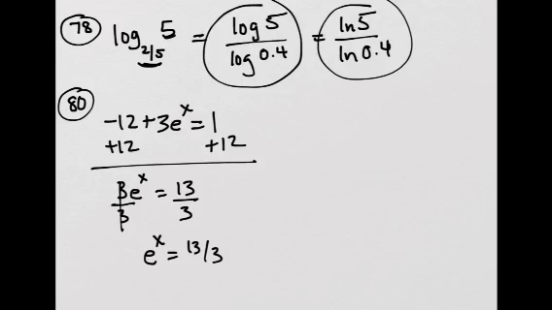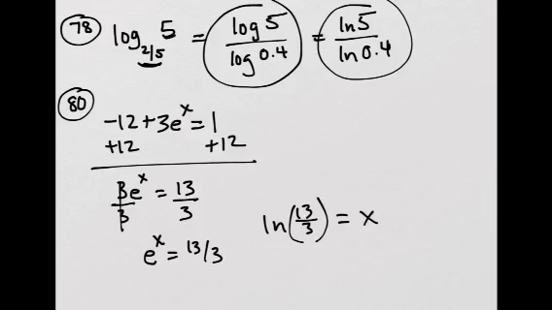Do not change it to a decimal because this decimal doesn't end, right? It goes on forever. So just keep it as 13/3. And what I like to do is just change the form. Okay, you could take the log of both sides. That works, of course. But I just change the form. So e to the x equals 13/3 becomes natural log of 13 over 3 equals the exponent x.